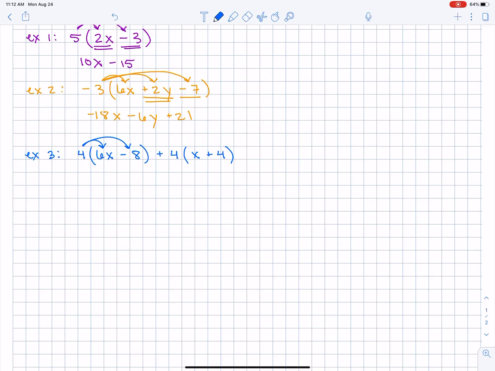So you're going to distribute your first 4 to your first set of parentheses. So 4 times 6x leaves you with 24x. 4 times negative 8 is going to leave you with a negative 32. All right, that's my first set.